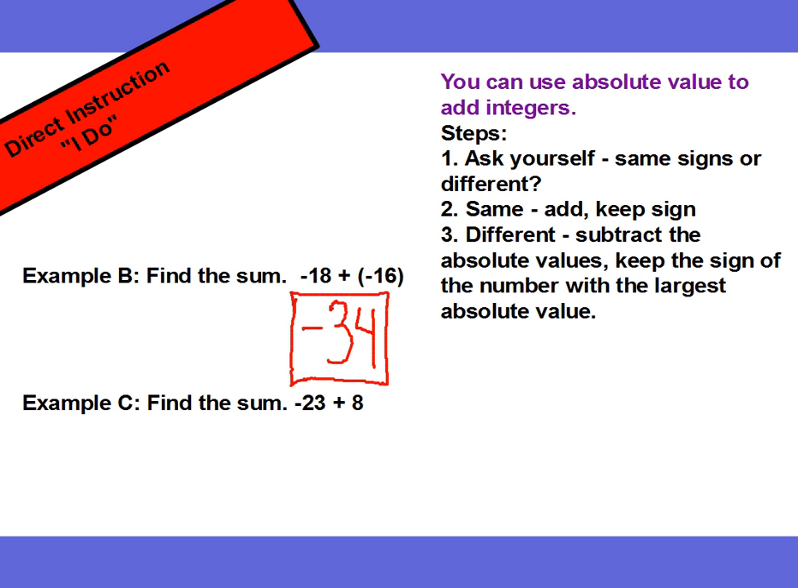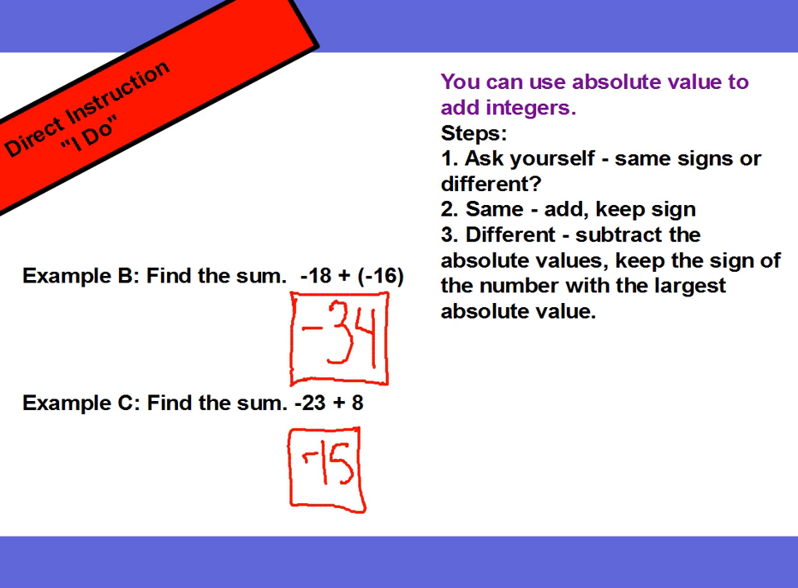Then I have to ask myself, which number is furthest away from 0? Negative 23 or 8? Well, it's negative 23. That means my answer is 23. I'm sorry. It means my answer is negative 15.